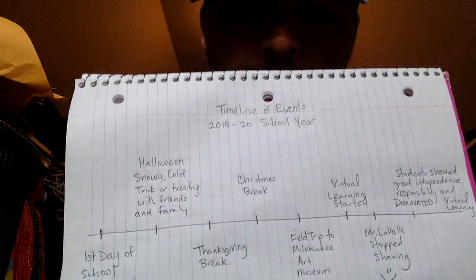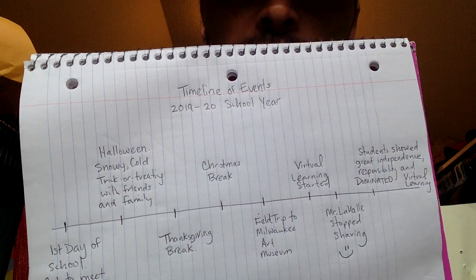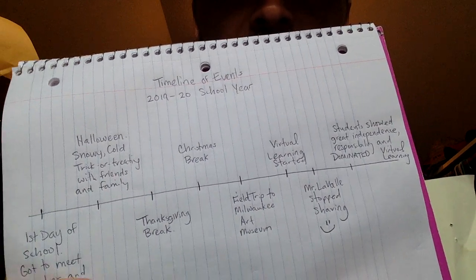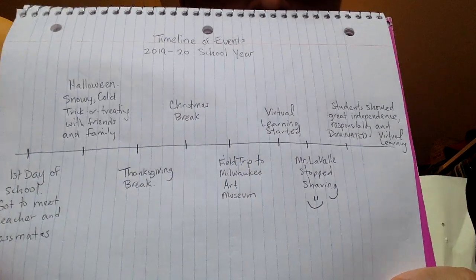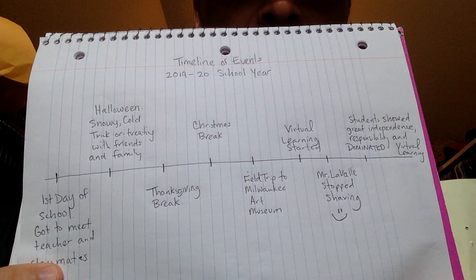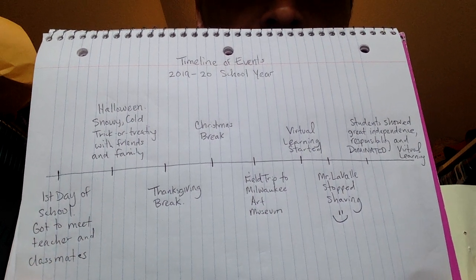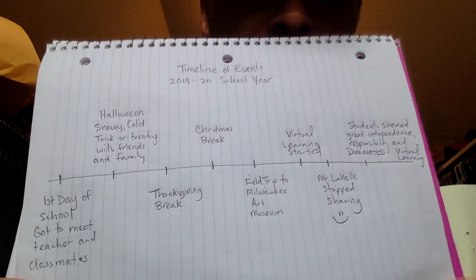So a timeline, I'm sure you guys have seen a timeline before, but I created a timeline here as an example that I would like to show you guys. I put together a timeline of the events of the 2019-20 school year. And it starts over here, with the first thing that happened this year. The first thing that happened way back in September was the first day of school where we got to meet teachers and classmates and all came together for the first time, right?